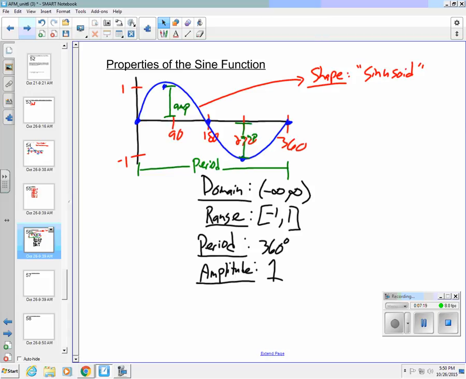Like we've seen with our other parent functions, we add transformations of this, which is what we'll do tomorrow. That's going to change some of the features of the function. It's not going to change the domain. We'll always be able to put all real numbers into the sine function, but the range, period, and amplitude will change with transformations.